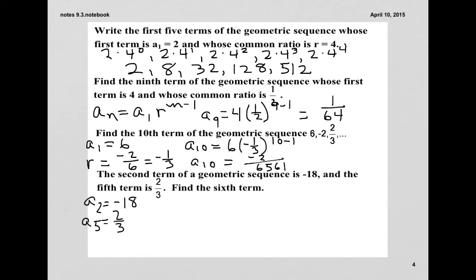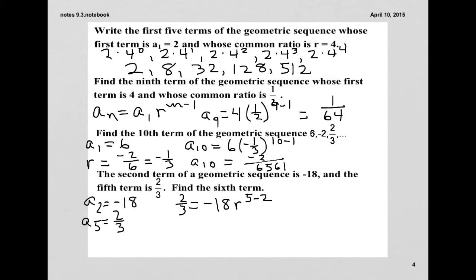Okay, well, we can plug into our formula. This time a sub 5 is 2/3, equals, and it's not a sub 1 this time, we're using a sub 2, so that's negative 18, and that's going to be r, and since our a sub n was 5 and our a sub 1 is 2, it's going to be 5 minus 2.